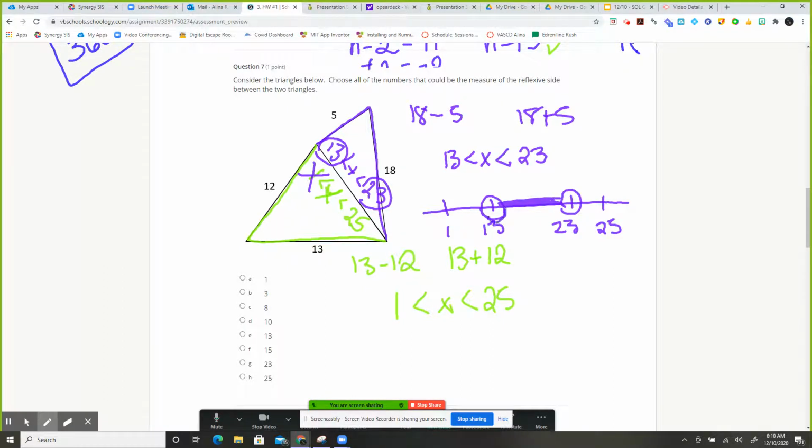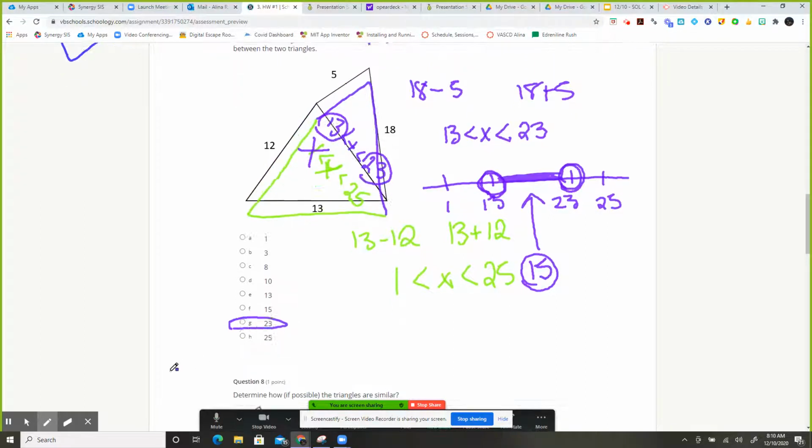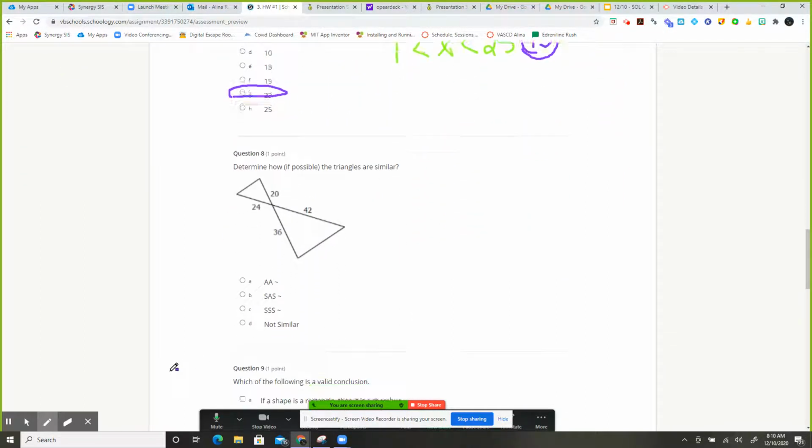But you can't have the 13 and you can't have the 23 because that's going to make it go flat. So when we start choosing numbers down here, we want the 15 and that's it, because 15 is the only number between 13 and 23. And that's just a stinky question. But they do come up, so I feel like I got to show them to you.